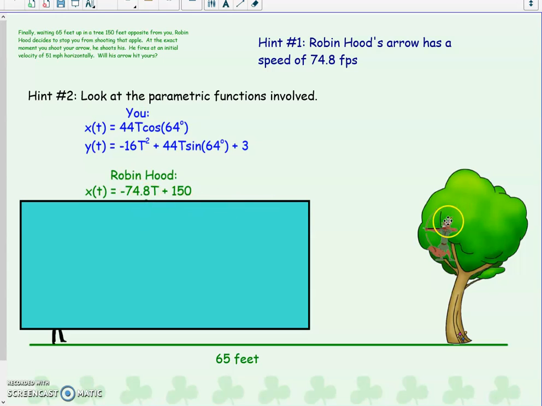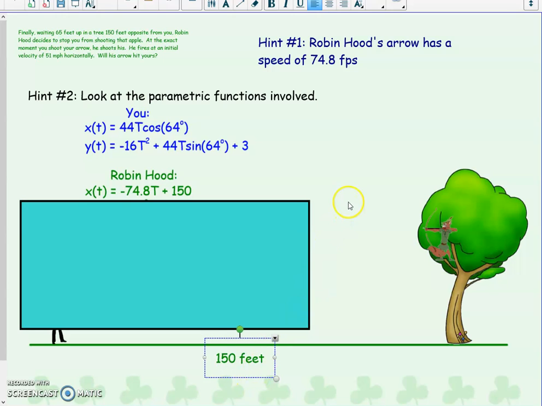Well, think about it. Robin Hood is firing in the opposite direction you were. So you were firing to the right, which is positive. He's firing to the left, which is negative. And he is 150 feet out. Oops, I should probably change this down here to 150.